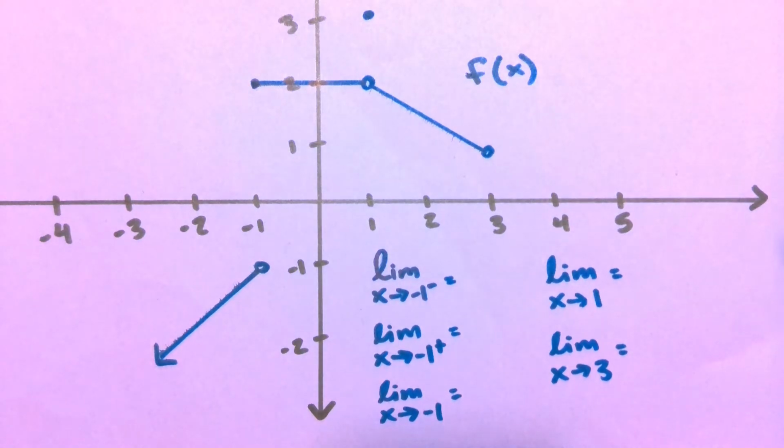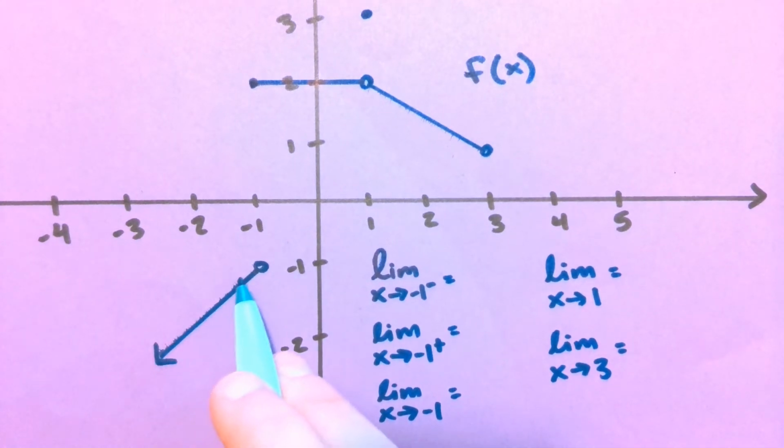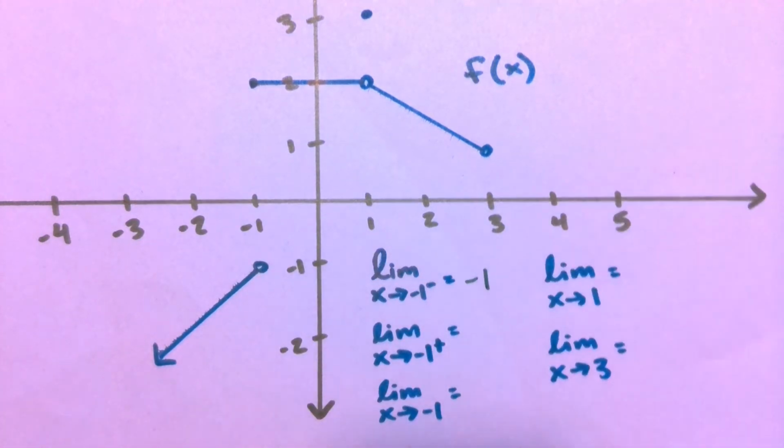Recall that limits are all about what y value we're approaching, not necessarily what y value is actually there. So first, starting with the limit as x approaches -1 from the left, remember that negative means from the left. As I approach my x value of -1 from the left, I approach a y value of -1. Now my real value at -1 is 2, but from the left I approached a y value of -1.